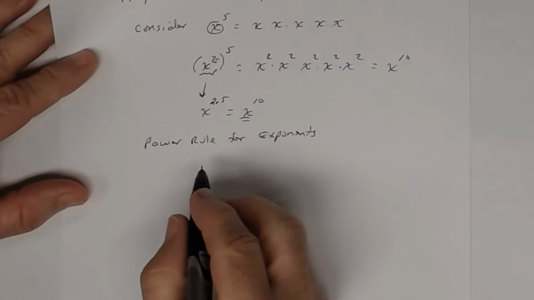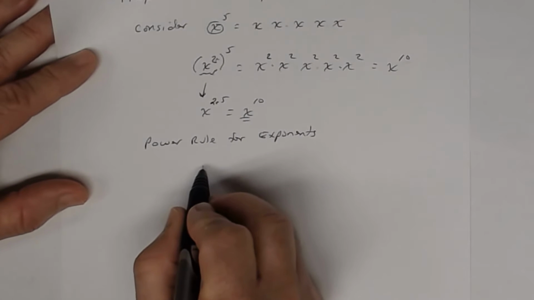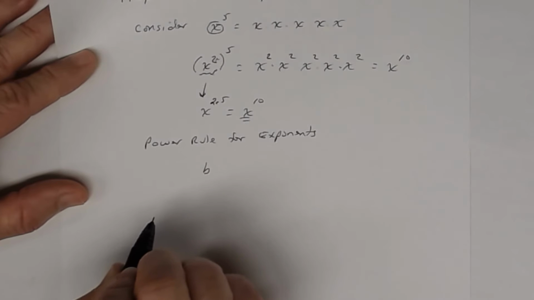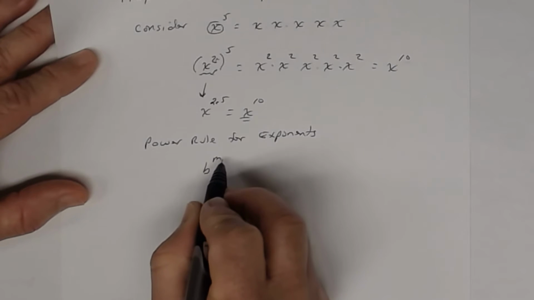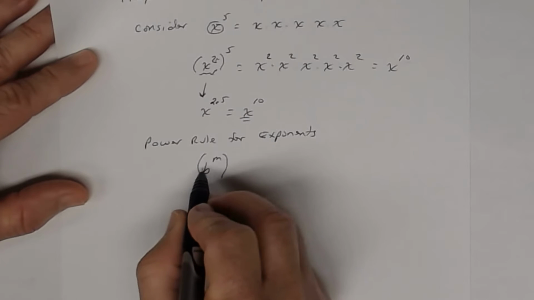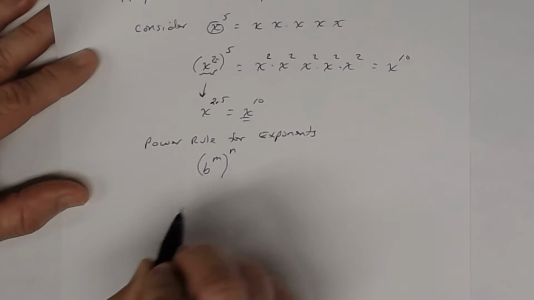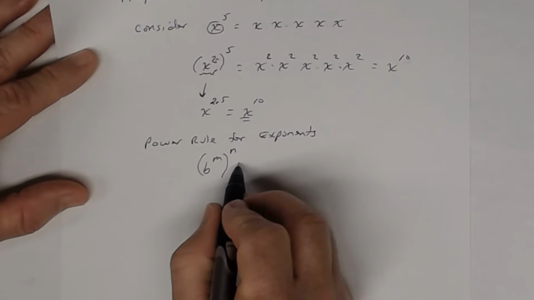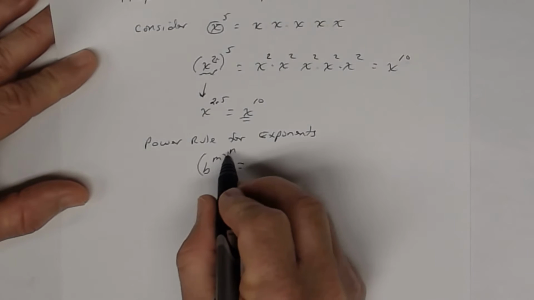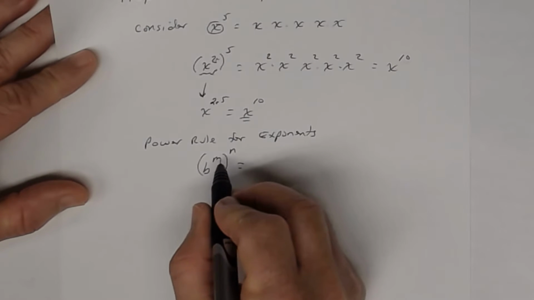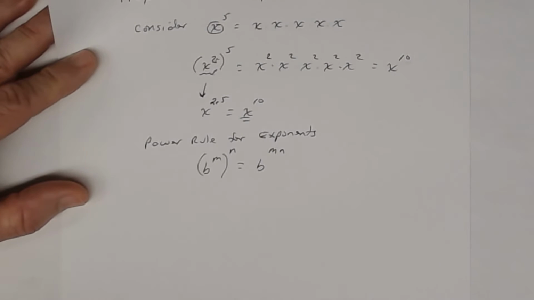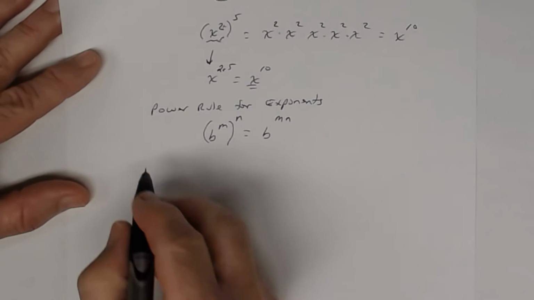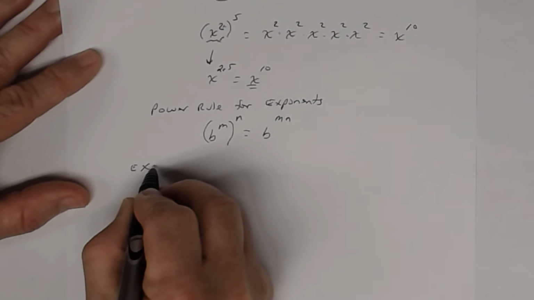So if you have some real number b, and b is raised to the m power, but this quantity, this expression, is being raised to the n power, then I can simplify this by multiplying those powers, multiplying those exponents. So this becomes b to the m times n, just like that. Okay? All right, so let's look at some examples.